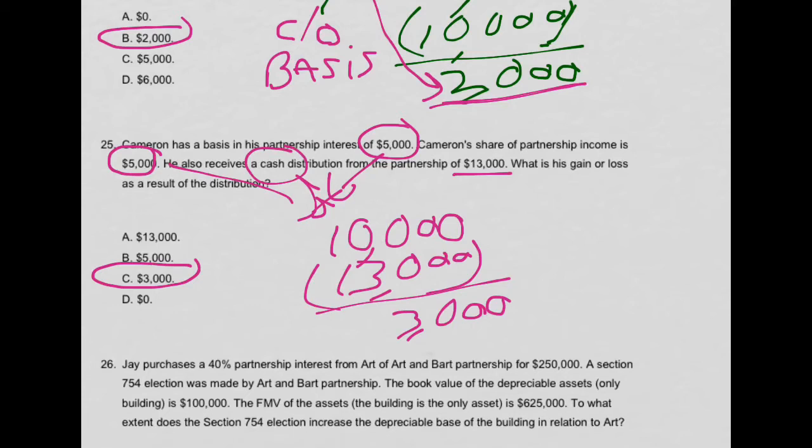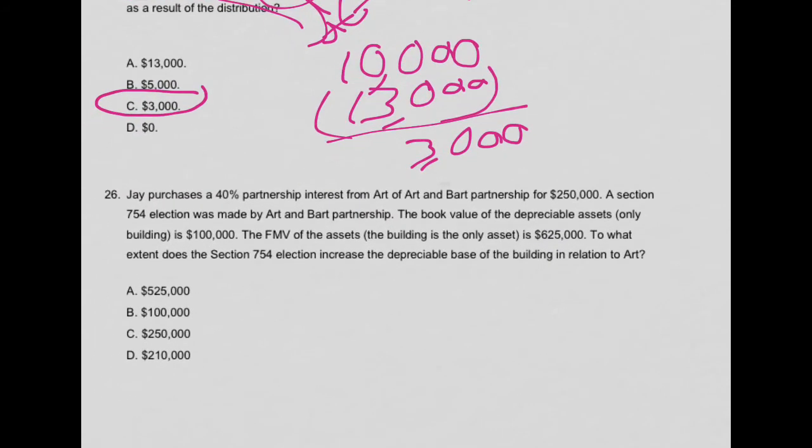Okay, let's see how much further we can go. I think we can do the next calculation, maybe a little bit something we have to construct. Let's see, we've got Jay purchases a 40% partnership interest from Art and Bart. He paid $250. Ooh, we have a Section 754 election in place. So that means we get to book up the asset to the extent it relates to Jay's purchase.